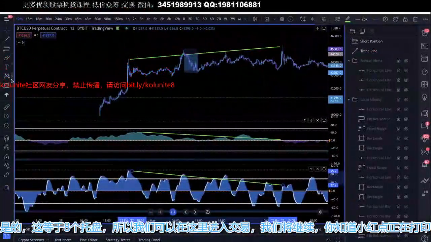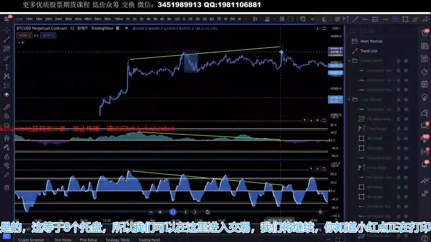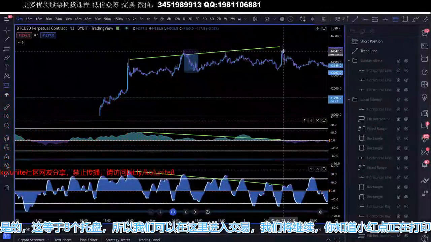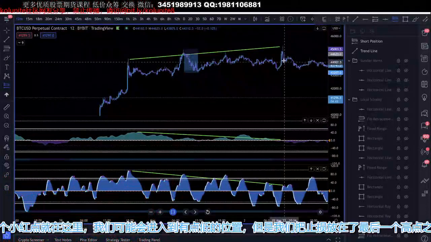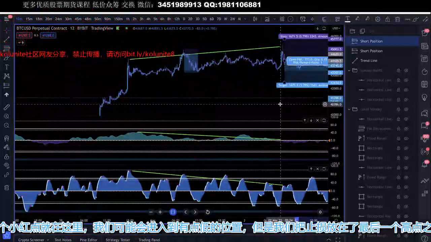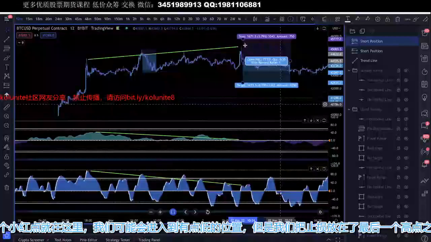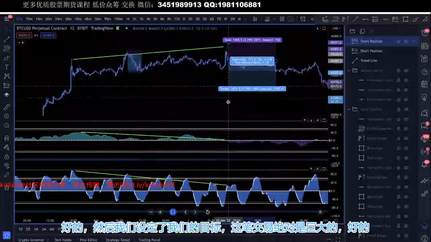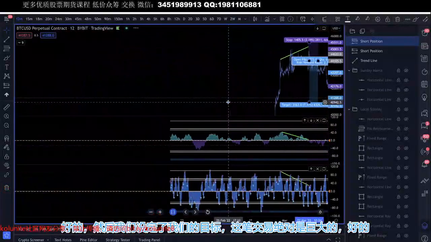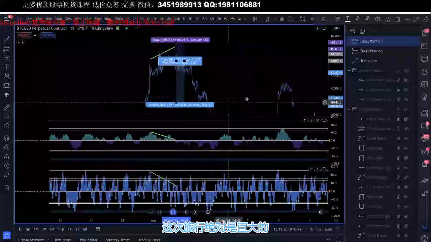So we can enter our trade right here, as the red dot is printing. This red dot was pretty massive, so we probably wouldn't have gotten in until kind of low, but we put our stop loss above the last swing high. Then we set our targets down, and this trade was absolutely massive.